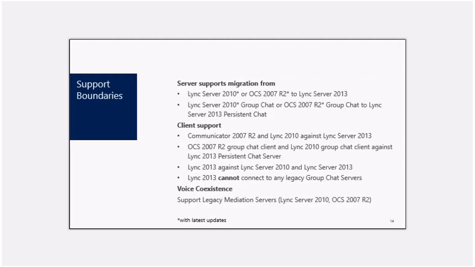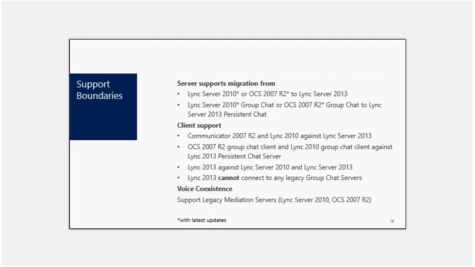Lync supports migrations from Lync Server 2010 or OCS 2007 R2 if they're on the latest updates. So for Lync Server 2010, this is CU6. If you are running group chat, you can upgrade from Lync 2010 or OCS 2007 R2 to the persistent chat. What you cannot upgrade directly from is OCS 2007 non-R2. You would have to upgrade to 2010 or OCS 2007 R2 first.